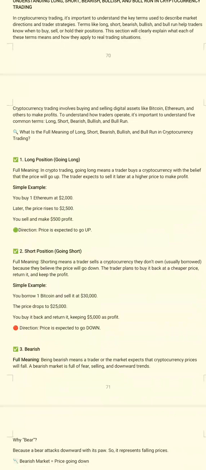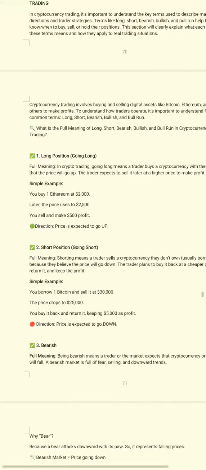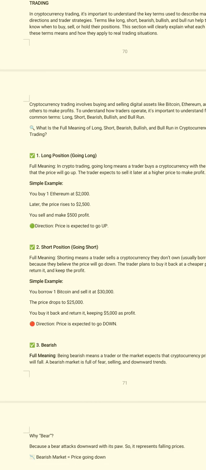The full meaning in crypto trading, going long, means a trader buys a cryptocurrency with the belief that the price will go up. So that is the meaning of long. The trader expects to sell it later at a higher price to make a profit. Let me give you a simple example. You buy one Ethereum at 2,000. Later, the price rises to 2,005. You sell and make $500 profit. That is what long is all about.